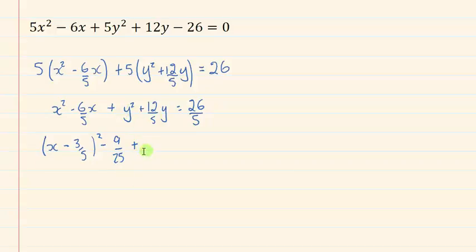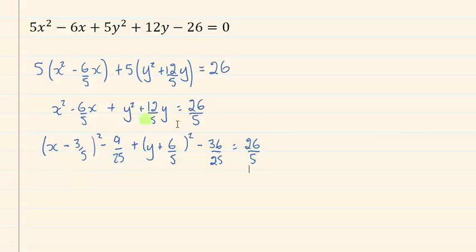Add on, let's complete the square for the y terms. So I've got a squared bracket with a y in it. I add on half of this term, so that's 6/5, and subtract from the bracket that term squared, that's 36 25ths equals 26 over 5.